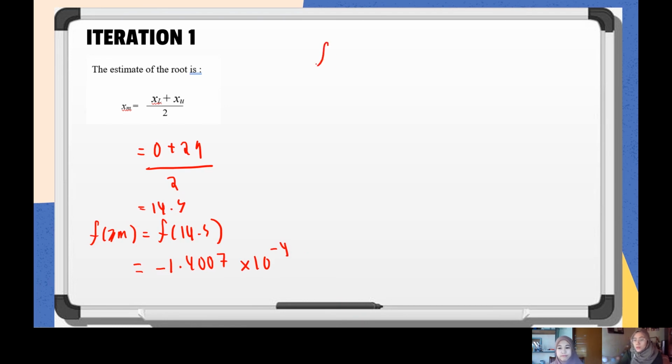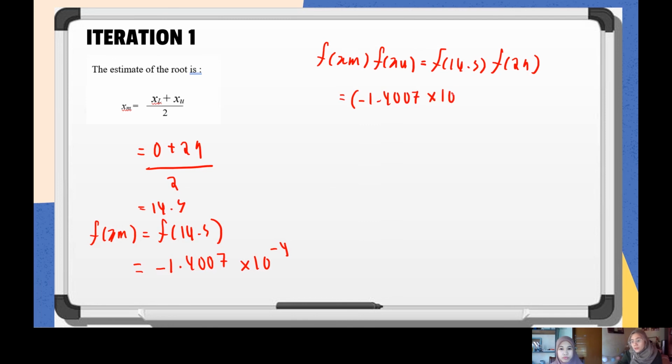So we will be doing this f(xm) times f(xU), which is f(14.5) and f(29), which is negative 1.4007 multiplied by 10 to the power of negative 4, and 0.018826, is less than 0. So the root is bracketed between xm and xU, and that is between 14.5 and 29.